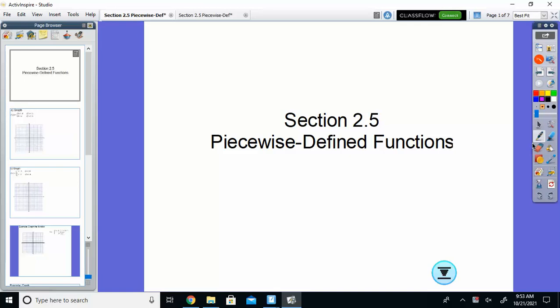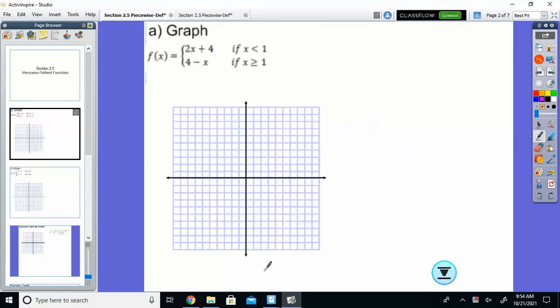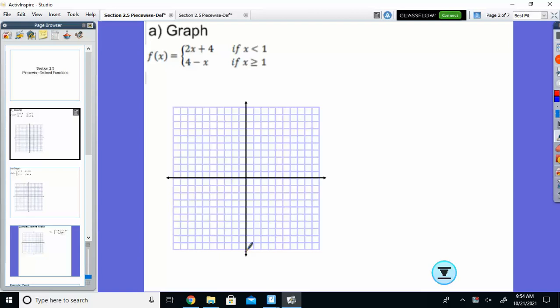A piecewise function is just a function that is defined differently on different parts of the domain. I mean, sometimes we do one thing and sometimes we do another. And you have to look at those domains to know where you use each piece. What we're going to focus on today is drawing the graphs of these things.